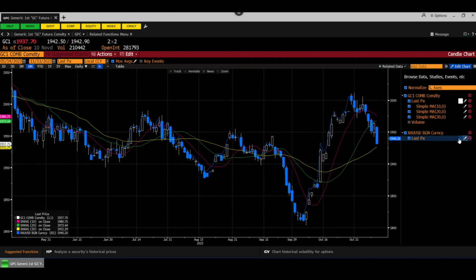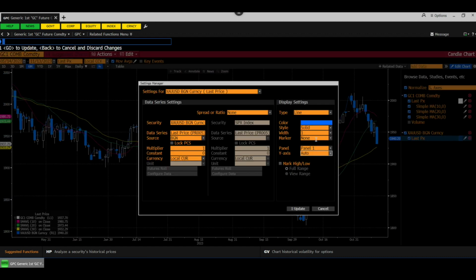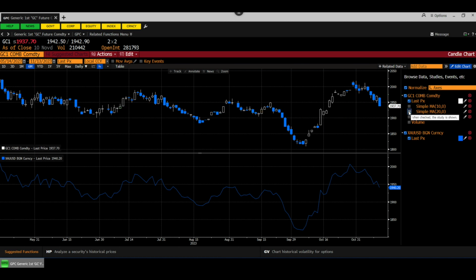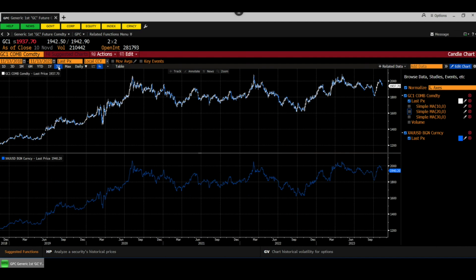So we can move it to a new session, new panel, and let's remove all the moving averages from the GC. So this is the movement of the futures contract. Here, this is the futures contract, and this is the XAU USD. This is the same chart. If we look, there are 5 years of data. This is the 5 years. We can see the price is the same.